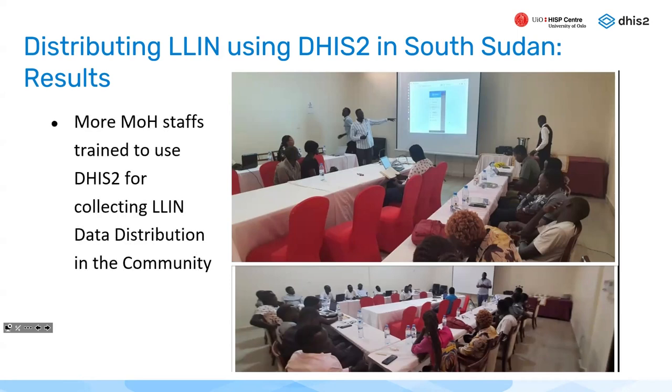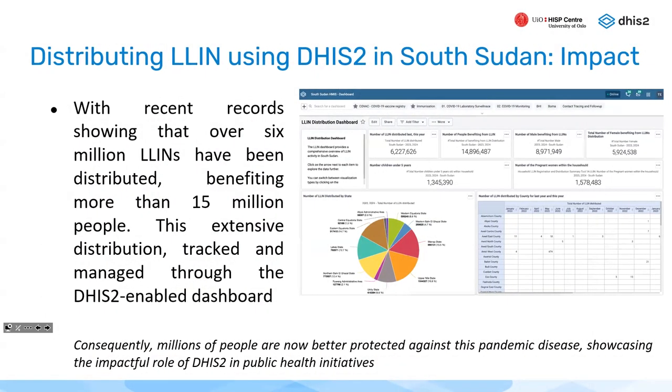And this is just a dashboard. You can see the dashboard was customized to check the total number of nets distributed, the total number of people that have benefited from the nets, the males, the females, the pregnant mothers, and the under-fives. So a total of around 15 million people benefited. And you could see the dashboard is organized by regions. We have 13 administrative regions and 3 major regions.